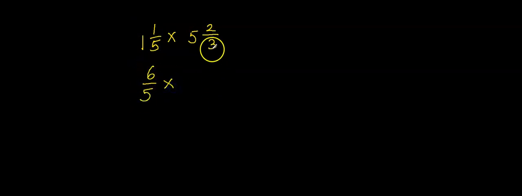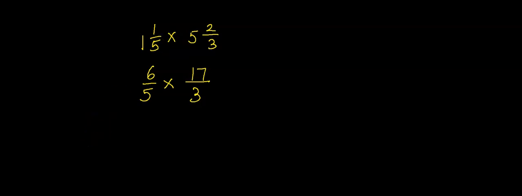Now let's see how to multiply mixed numbers. Say 1 and 1/5 times 5 and 2/3. Now to multiply mixed numbers, we first convert these to improper and then multiply. So let's first convert these to improper. So 1 and 1/5 would be equals to 6/5 in improper form, and then 5 and 2/3 would be equals to 17/3. And then we follow the same method as we have done in the previous example.